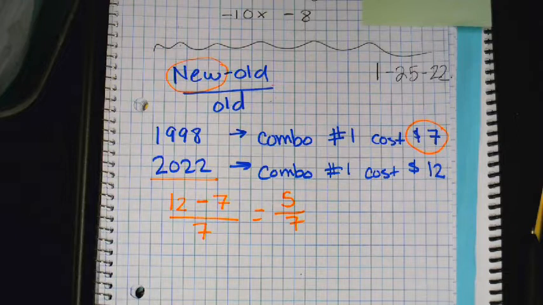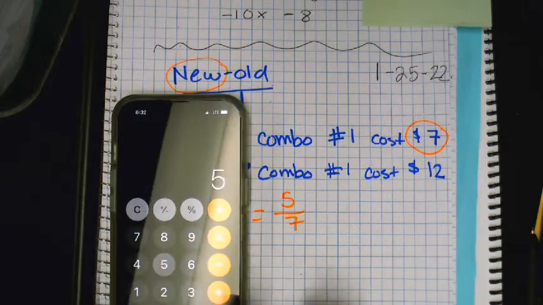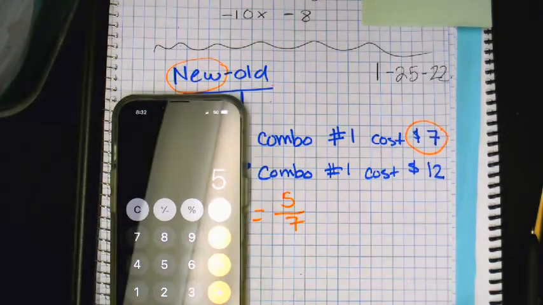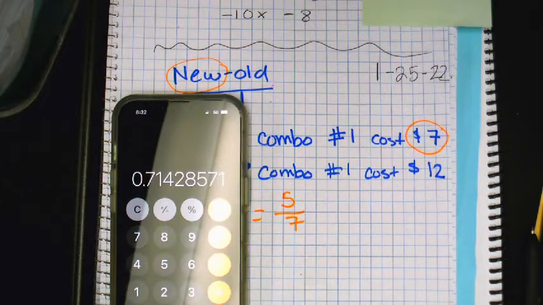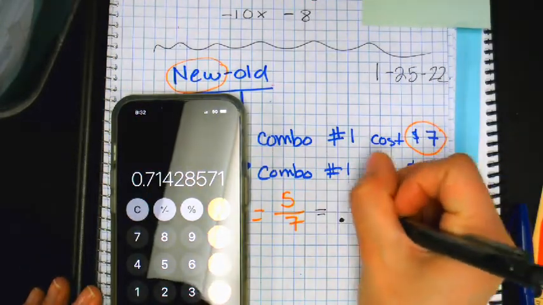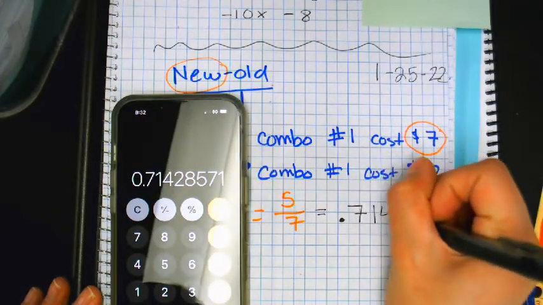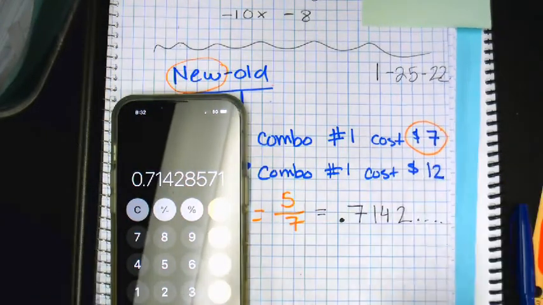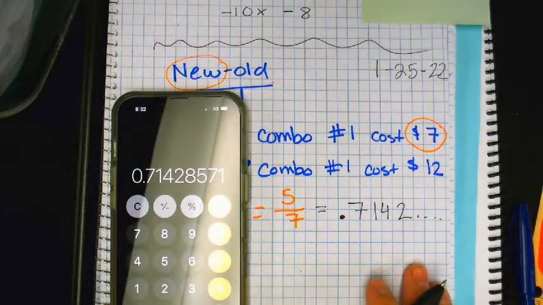Which number do I plug in first? The top one. So what do you get when you type it into a calculator? 5 divided by 7 equals 0.7142857... Can you imagine doing this by hand? Cool. That's literally your answer?